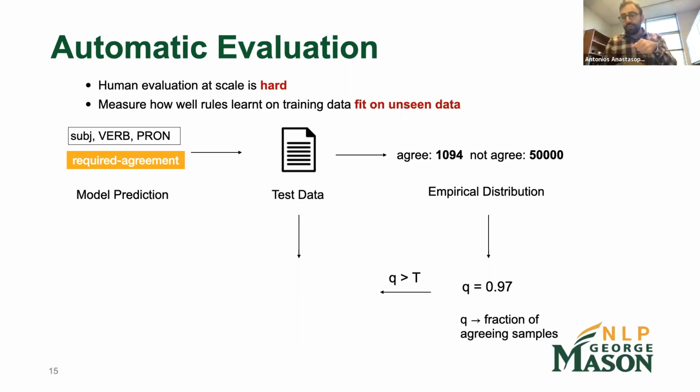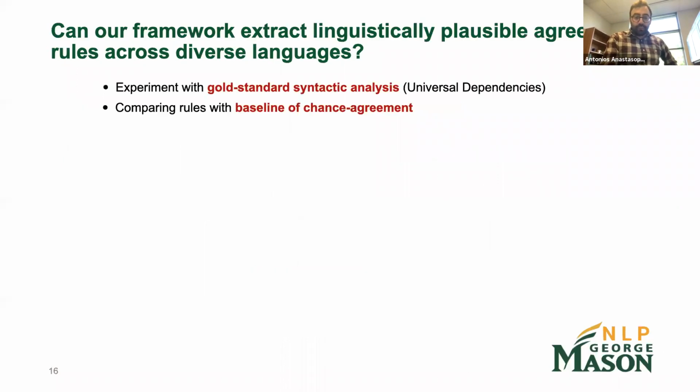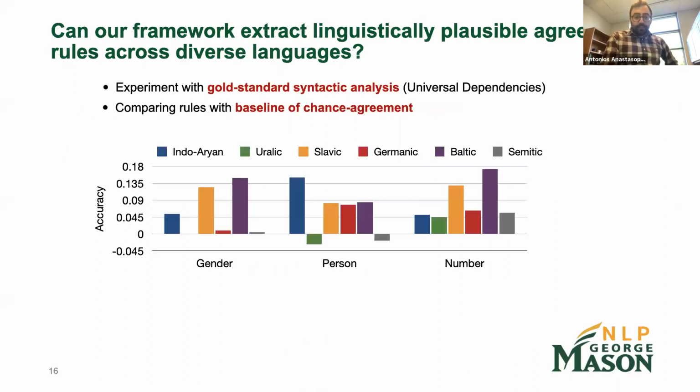If it wasn't really a rule, the assumption is that the empirical distribution is going to be closer to chance. So it's not going to be like 97% agreeing examples, but maybe, I don't know, like 60% or 50% if we have a ton of data, right? Great. So that's how we can evaluate our model automatically also. Let me just show you some results, where here we're working with actual gold standard syntactic analysis from UD, which has errors, but let's ignore that for now.